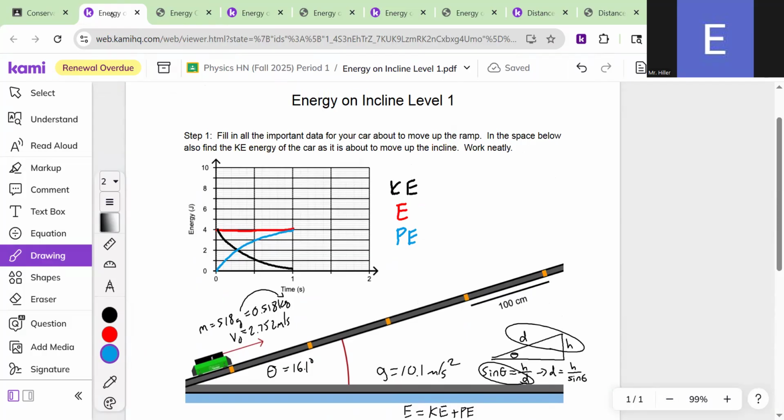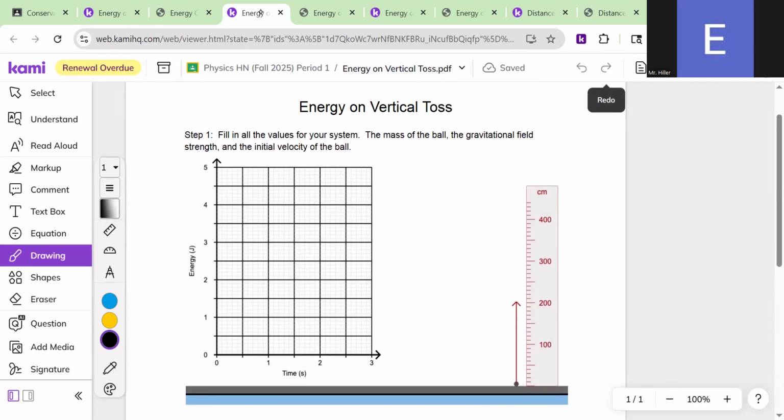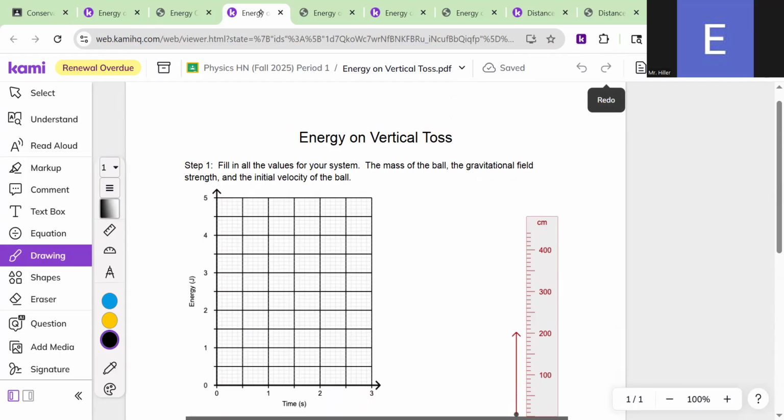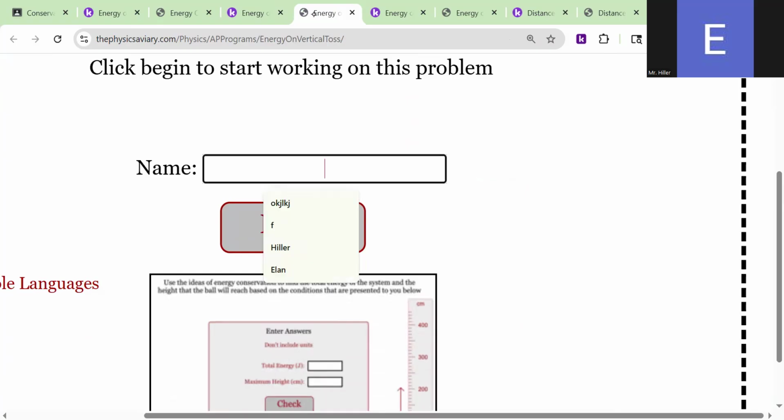If so, let's move on to the second question, energy of a vertical toss. Well, as the name of the problem would suggest, you're going to toss a ball up vertically. It's going to get to its highest point, and you're going to be trying to calculate and predict how high it actually goes. Okay, so let's go ahead and sign into our program.